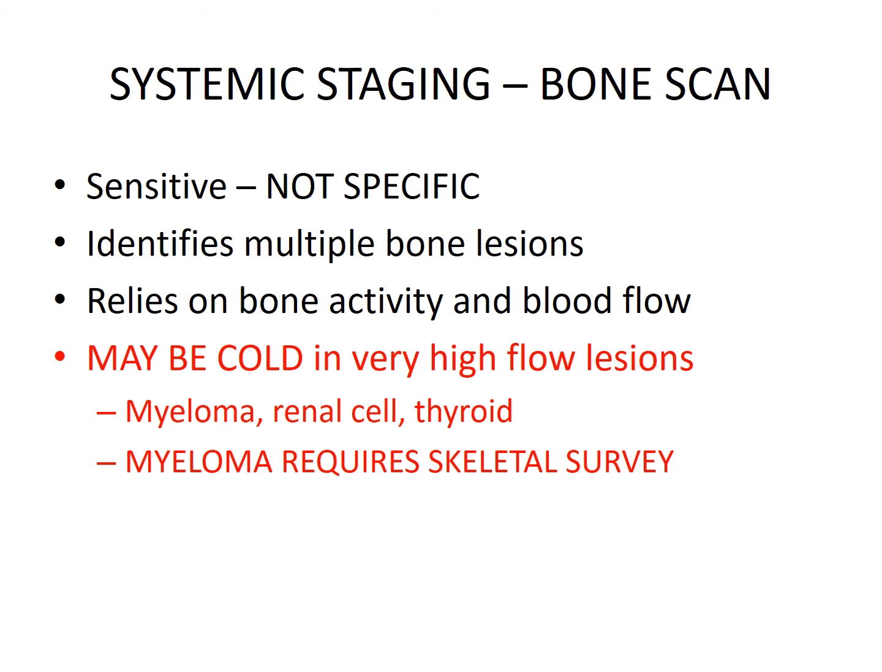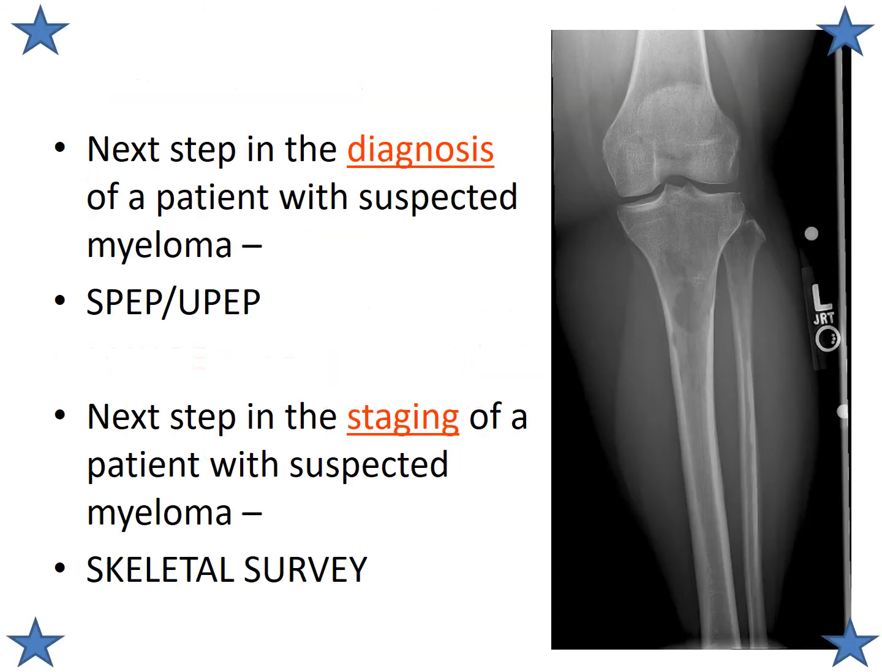So a skeletal survey is a plain X-ray of each bone in a single plane from head to toe. And it will show you oftentimes more lytic lesions, especially myeloma, than a whole body bone scan will. One of the common considerations for myeloma is the next step in the diagnosis of a patient with suspected myeloma is serum protein and or urine protein electrophoresis, because you're really trying to diagnose. Remember, a bone scan and skeletal survey are for staging. The next step in staging a patient with suspected myeloma is a skeletal survey.